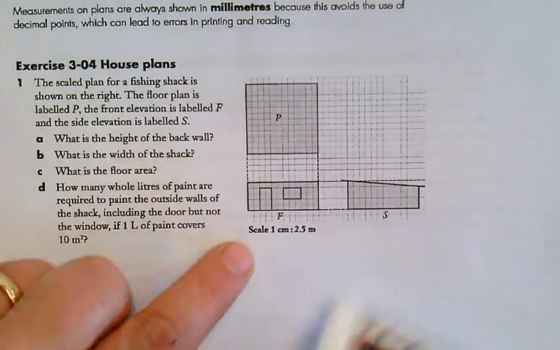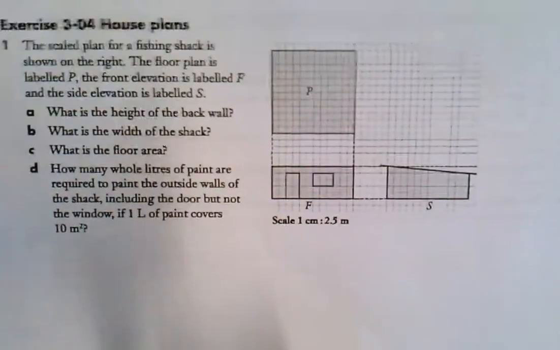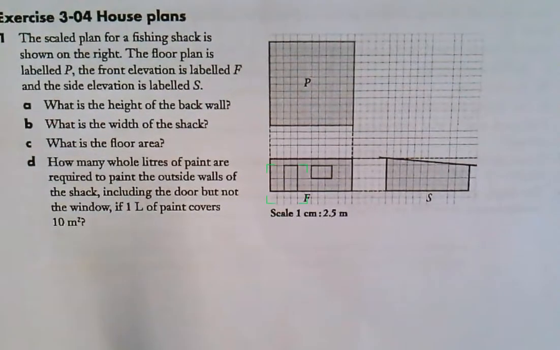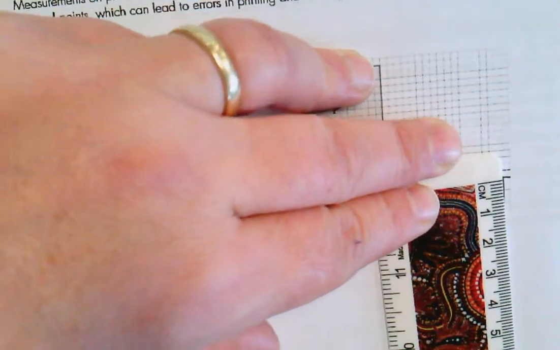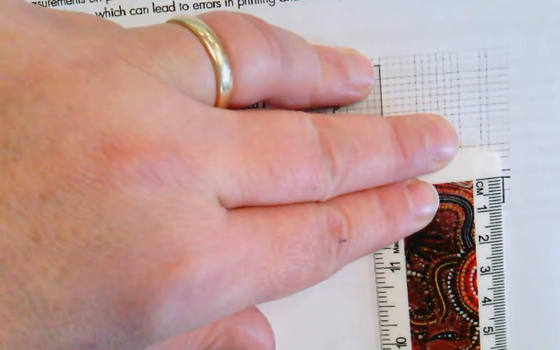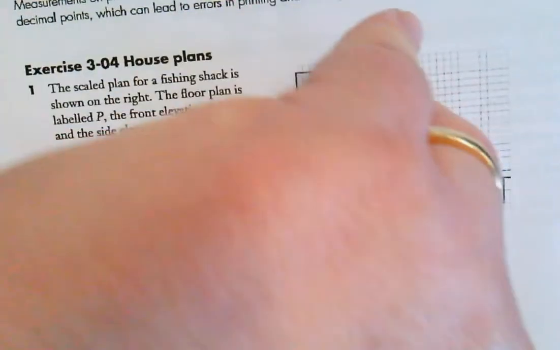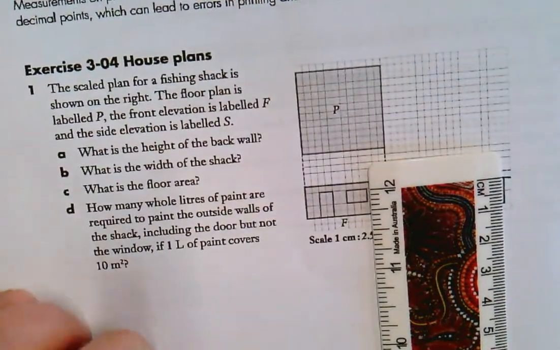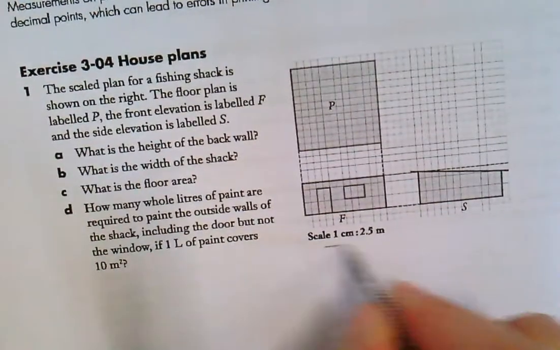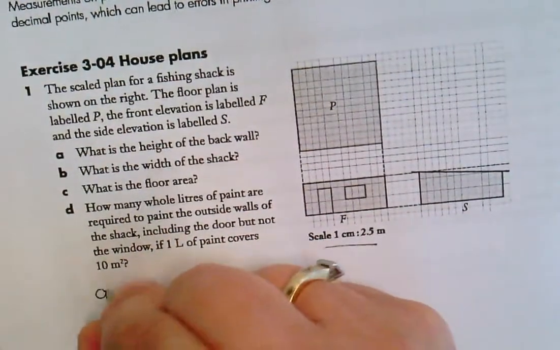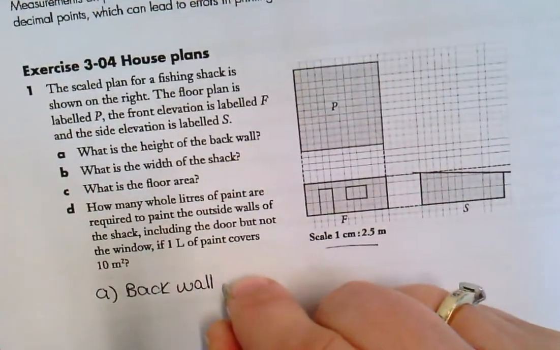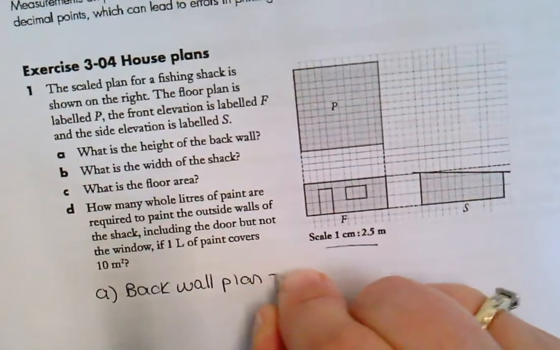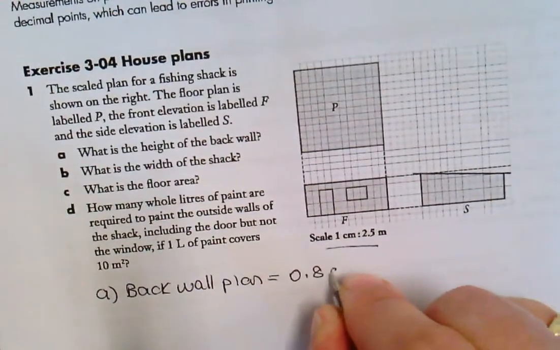Now they're telling us that 1 centimetre is 2.5 metres, so I'm going to zoom in here a bit. So what have we got here? We've got 0.8 centimetres, okay? So we've got 0.8 centimetres. So that's the scale. So the back wall, scale distance on the plan, do you know what I mean? On the plan, it's 0.8 centimetres.